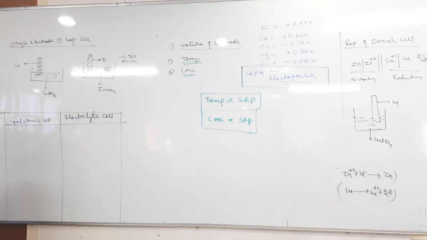Cell consists of two half cells, that is, oxidation half cell and reduction half cell.